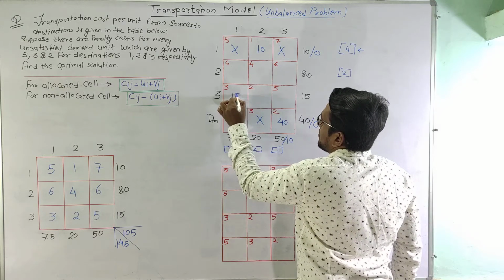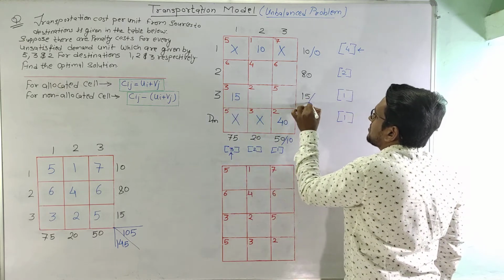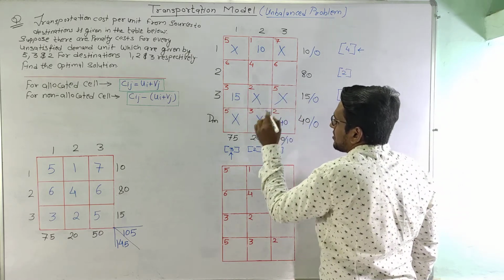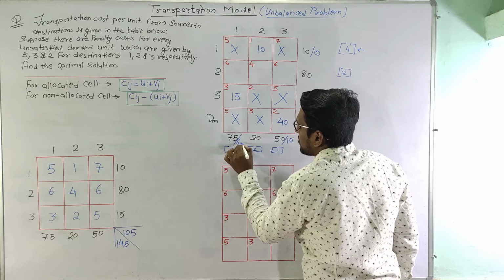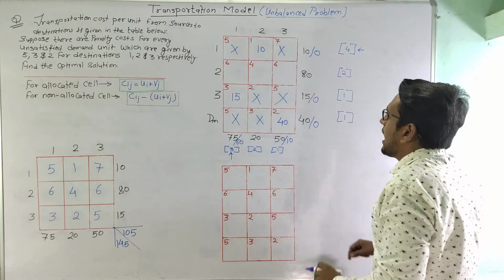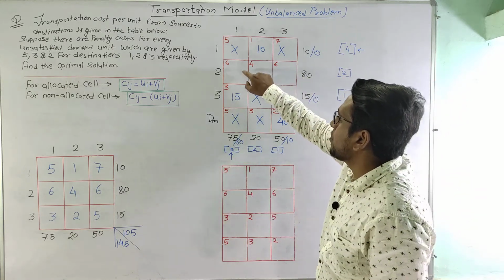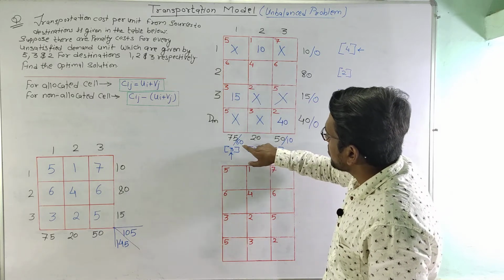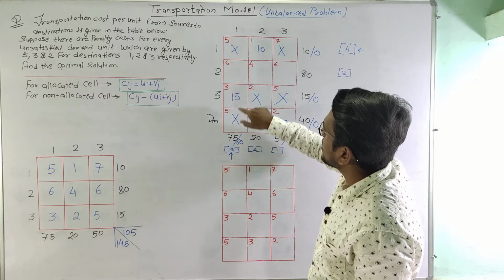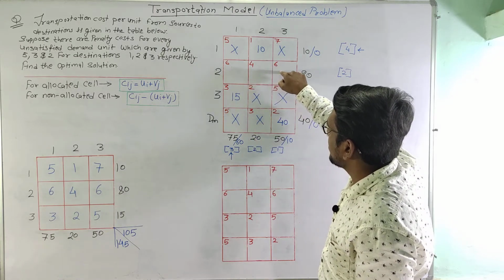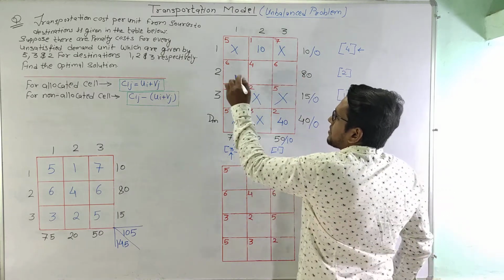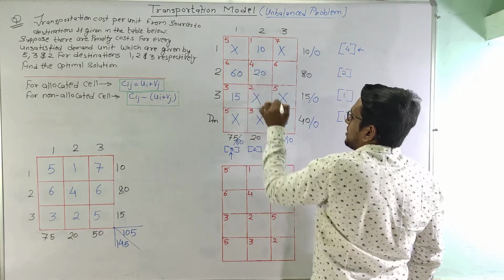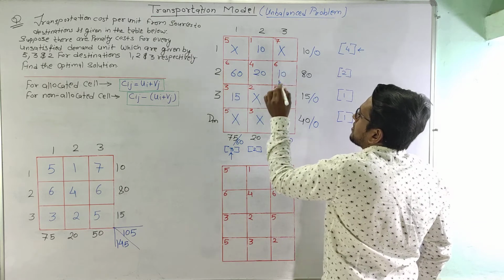So this is 15 and this becomes 0. That means no more allocation can be done here, and this has been reduced to 60. Now as we have only one row remaining, we do not have any choice but to allocate the remaining values in these particular cells. So 60 has to be allocated here, 20 has to be allocated here, and 10 has to be allocated here.